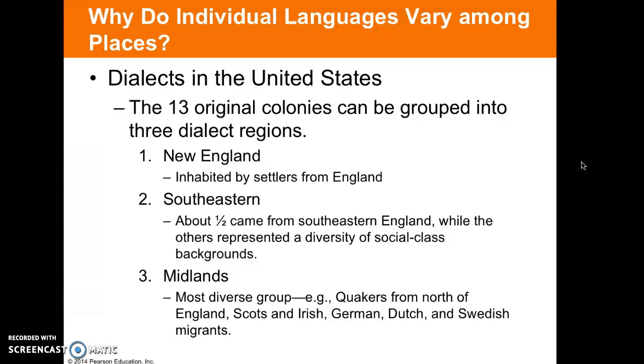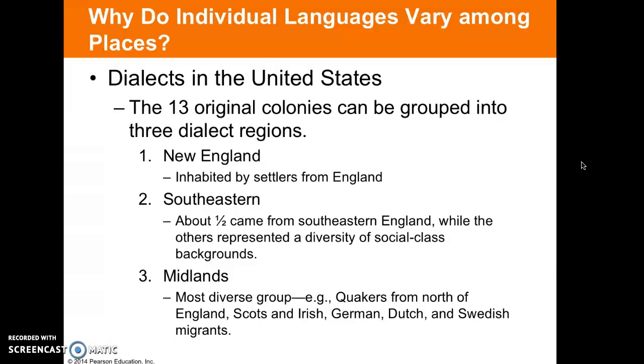And so the language of the South in the United States has been different from the very beginning because southeastern England speaks different than the northern England. So we've always had a language difference there. And then 3 is the Midlands. It's the most diverse group.